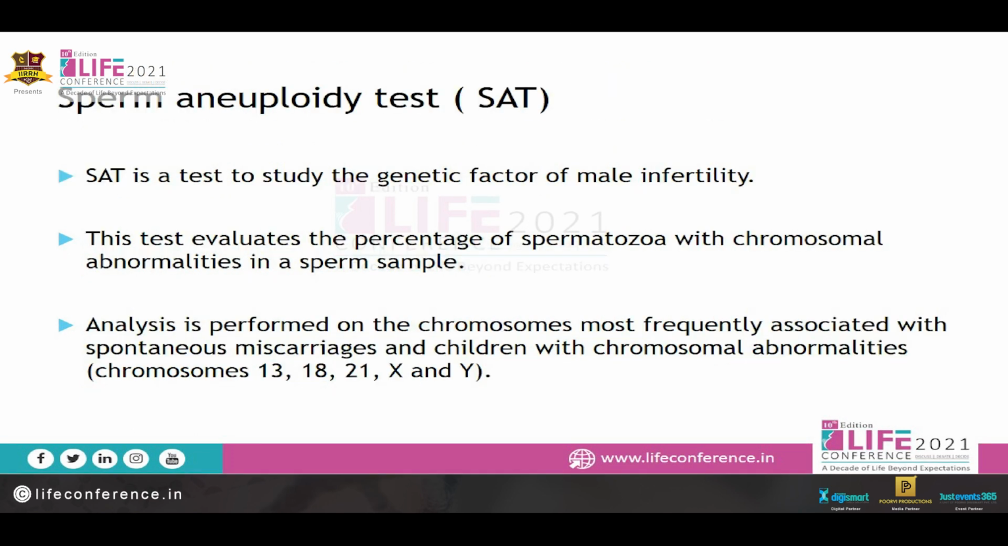And how do we test for sperm aneuploidy? The SAT is a test to study the genetic factor of male infertility. This test evaluates the percentage of spermatozoa with chromosomal abnormalities in a sperm sample. Analysis is performed on the chromosomes most frequently associated with spontaneous miscarriages and children with chromosomal abnormalities: chromosomes 13, 18, 21, X and Y.